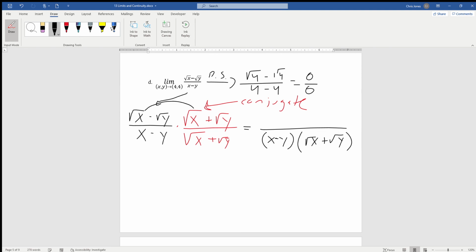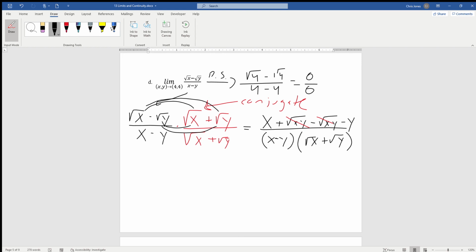So root x times root x, that's root x squared, or just x. Root x times root y is going to be positive root xy. Negative root y times positive root x is a negative root xy. And then finally, negative root y times positive root y is just going to turn into negative y. And you might be thinking, well, this looks completely worse than what we started with. However, what you'll notice is that the conjugate produces opposites of those radicals. And that's the beauty of the conjugate, is that it always produces those sorts of cancellations.